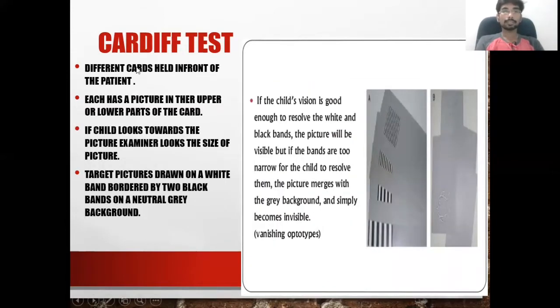Cardiff test. So different cards are held in front of the patient and each has a picture in the upper or lower part of the card. If the child looks towards the picture, the examiner notes the size of the picture. So target pictures are drawn on a white band bordered by two black bands on a neutral grey background. If the child's vision is good enough to resolve the white and black bands, the picture will be visible, but if the bands are too narrow for the child to resolve them, the picture merges with the grey background and simply becomes invisible. These are Cardiff cards and this is a picture visible to the child.